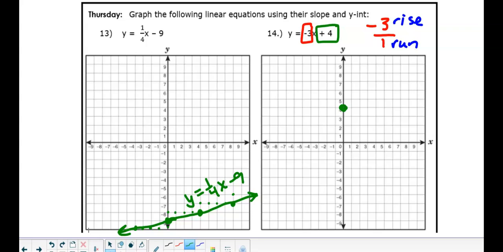Now we're going to rise -3, -1, -2, -3, run +1. Down 3, right 1. Down 3, right 1. Down 3, right 1. Down 3, we're off the graph, so we're going to stop counting. And now we're going to reverse it. +3 and -1. 1, 2, 3, -1. 1, 2, 3, -1. And that allows us to draw the other half of the line. Label your line, and now you're done.